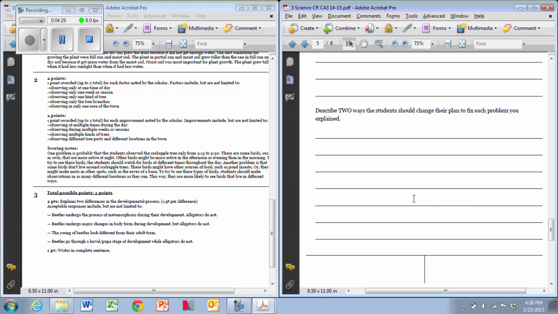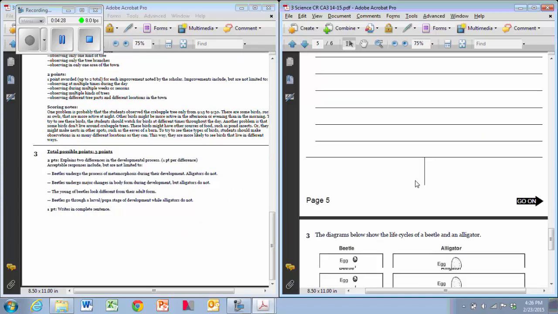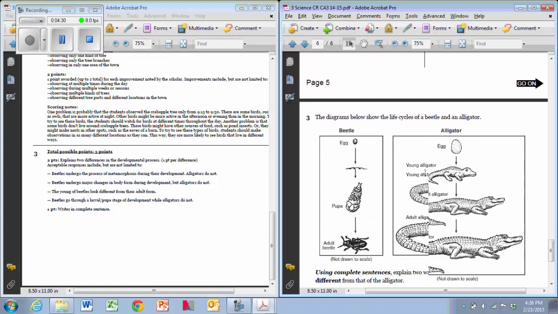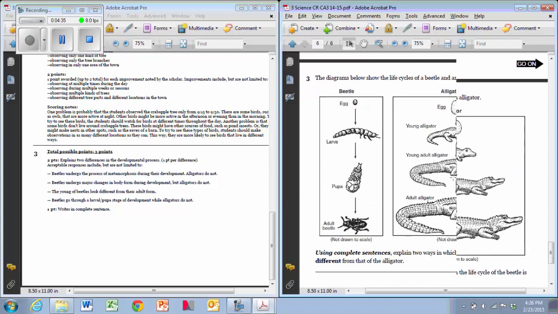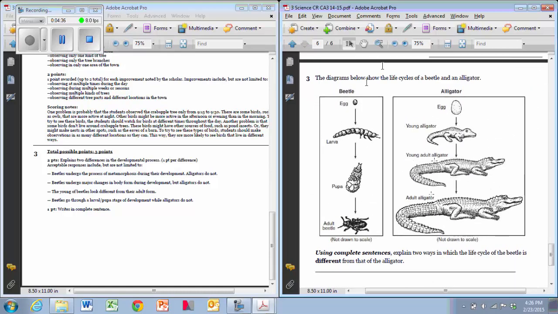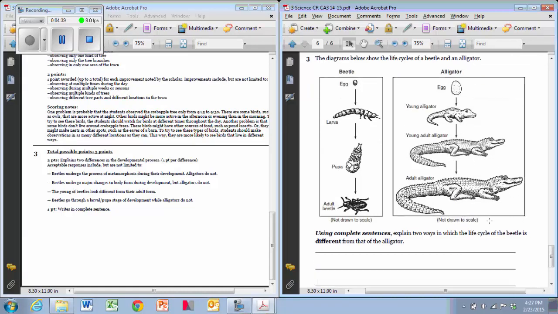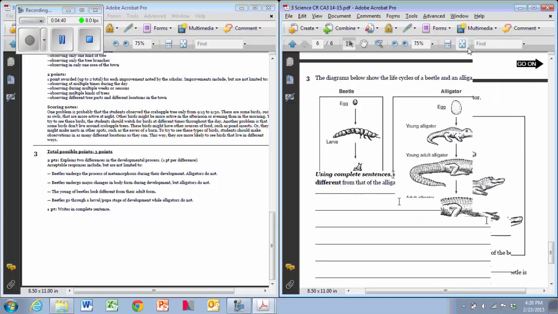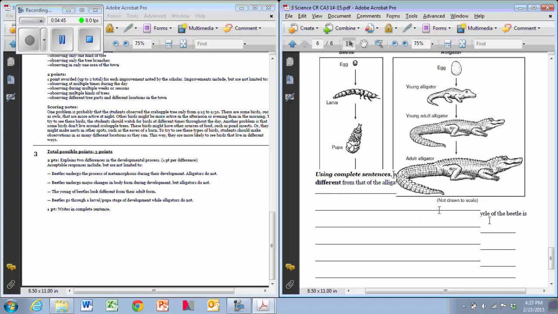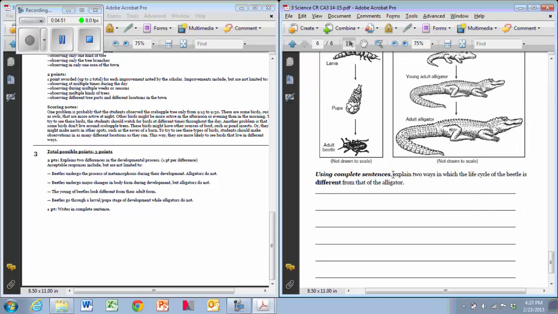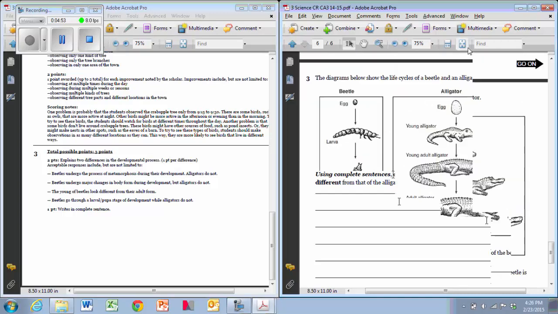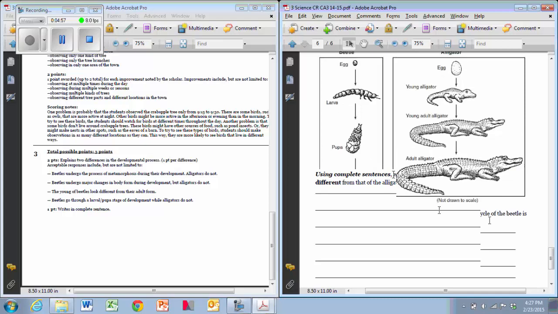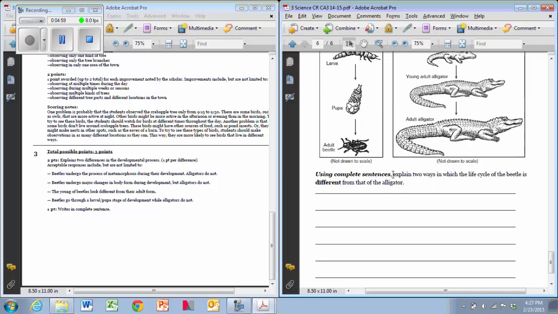And then the third and final question is worth a total of up to 3 points. It has to do with life cycles, and it shows the life cycle of a beetle and the life cycle of an alligator, and then the question is, using complete sentences, you'll notice that it's bolded and italicized, explain 2 ways in which the life cycle of the beetle is different from that of the alligator. So for this, they'll explain 2 ways that the beetle is different.